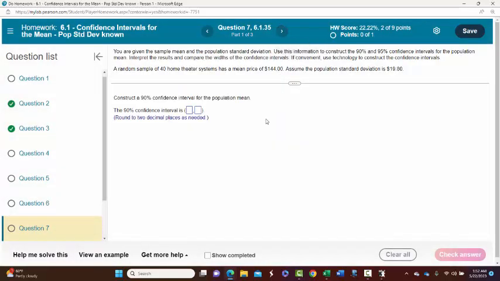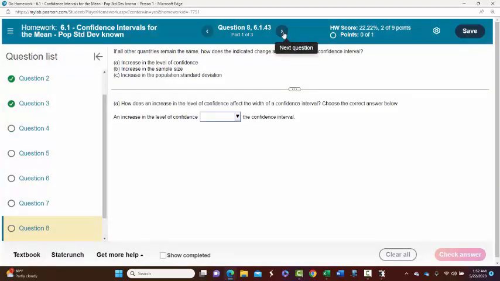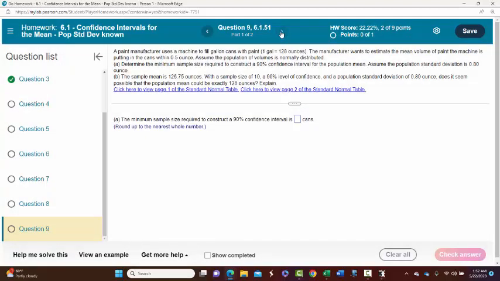Okay, I just kind of wanted to pick something out that had words to it. Let's see, this one looks like it's doing a 90 and a 95, but I'm going to come back to number 8 in a minute. Oh, yeah, I'm going to make sure I do it. Yeah, number 9 has a sample size, so I wanted to do that also.